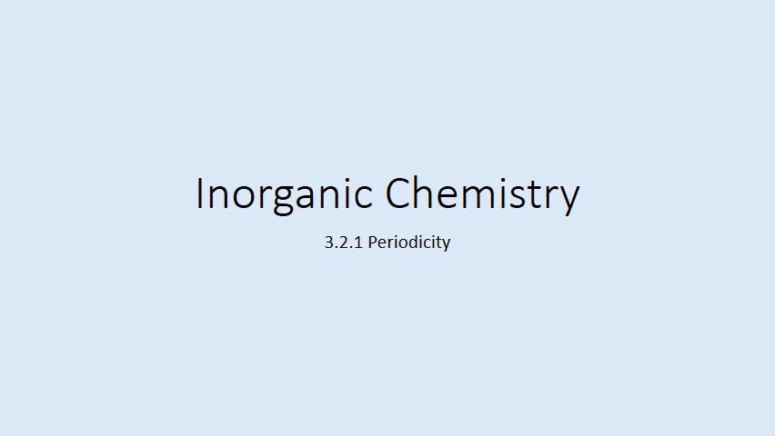So this video is going to focus on the very first topic of inorganic chemistry. Just a reminder that A-Level Chemistry is split into three strands: physical chemistry, inorganic chemistry and organic chemistry. And this is the very first AS topic on inorganic chemistry, 3.2.1, and is on periodicity.